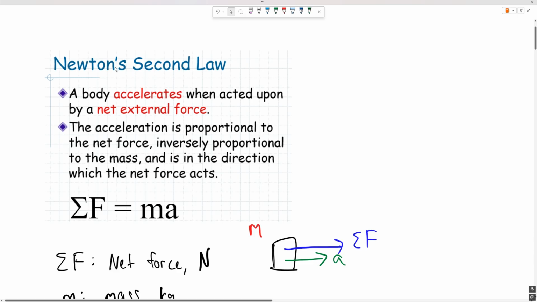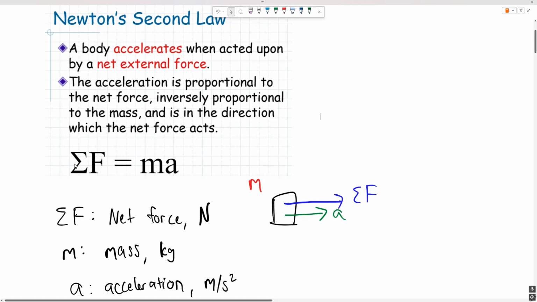So today you guys are going to be learning about Newton's second law. And what Newton's second law tells us is that a body accelerates when acted upon by a net external force, where the acceleration is proportional to the net force, inversely proportional to the mass, and it is in the direction at which the net force acts. And this gets written out in this equation here: net force equals mass times acceleration.